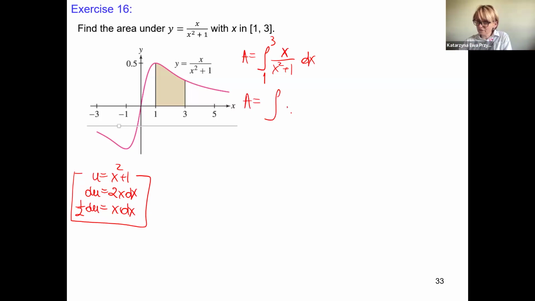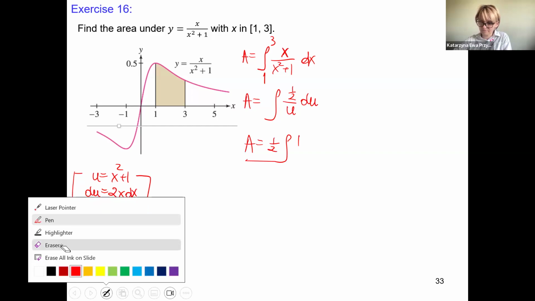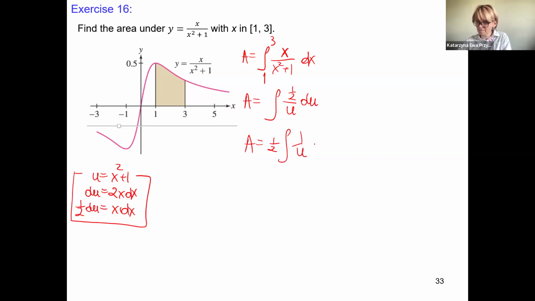We will have the denominator u, and x dx will be replaced with 1/2 du. We can put 1/2 outside, and it will be just the integral of 1 over u. And what is the integral of 1 over u du? It's just natural log of u.